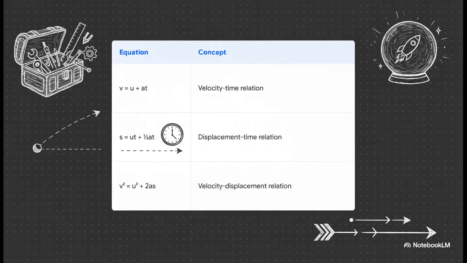And here are the tools of the trade. These equations might look a little intimidating, but they are incredibly powerful. With just these, if you know where an object started and how it's accelerating, you can predict exactly where it's going to be and how fast it'll be moving at any time in the future. It's pretty much like having a crystal ball for moving objects.